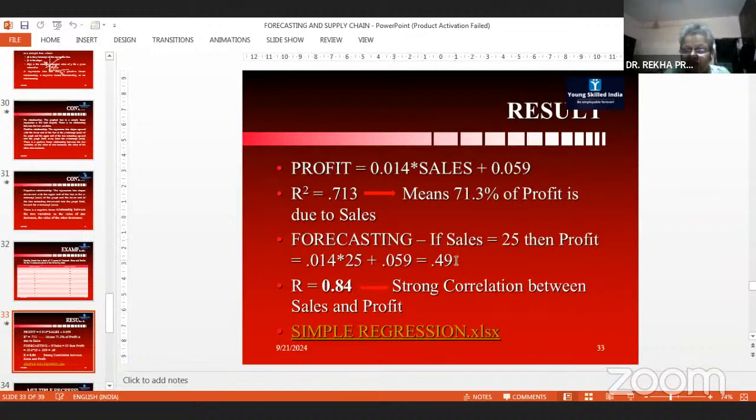Forecasting will do: if sales is 25, then profit will be x. In place of sales you put 25 and calculate, so you are getting 0.49.